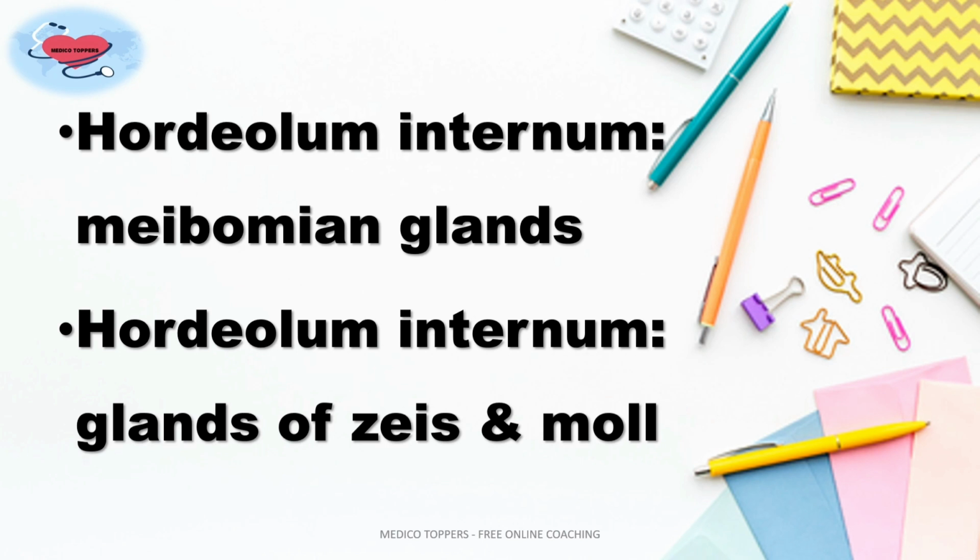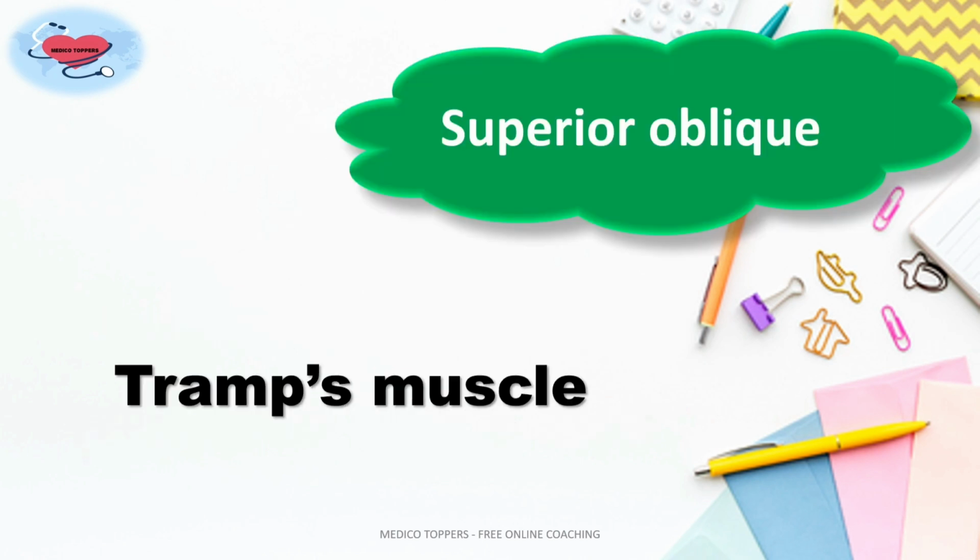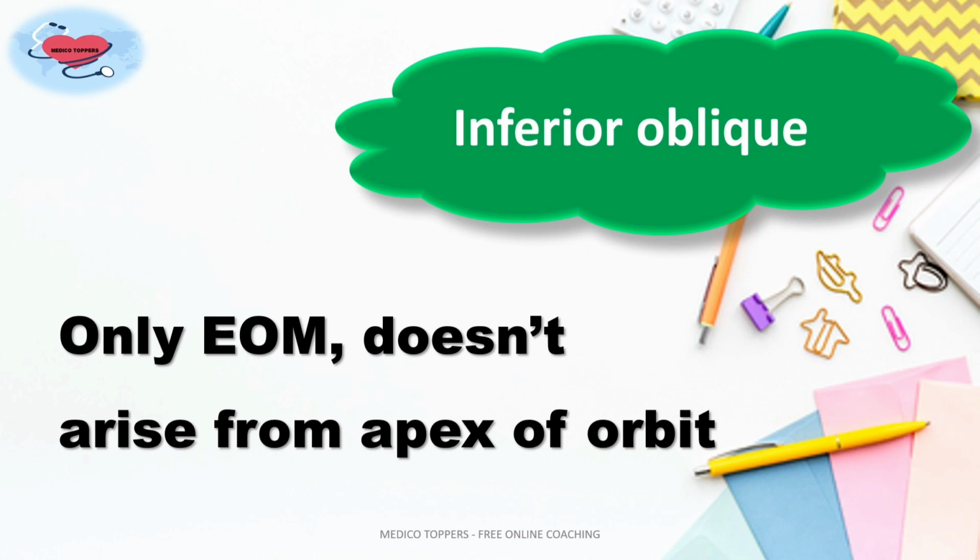Which muscle is called Trammel's muscle? Answer is superior oblique muscle. So superior oblique muscle is also called Trammel's muscle or copying muscle because it helps to move the eye down and out. In copying we have to move the eye down and out. So this is called copying muscle or Trammel's muscle, superior oblique. And inferior oblique is called stargazer's muscle because it produces elevation of the eye when the eye is adducted. So stargazer's muscle is inferior oblique, copying or Trammel's muscle is superior oblique.